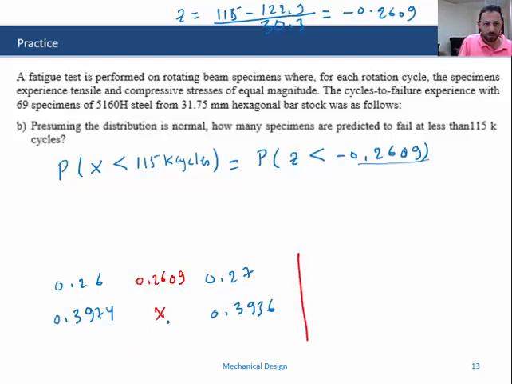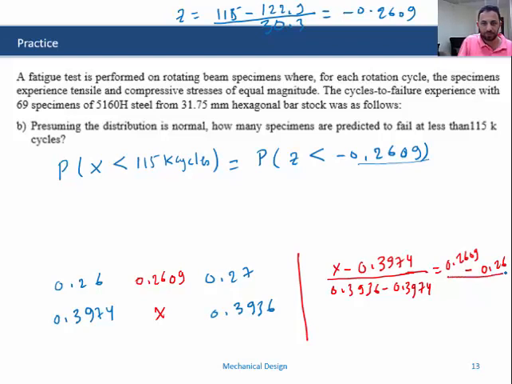Okay, now by interpolation we can say (x minus 0.3974) over (0.3936 minus 0.3974) equal to, the same way we subtracted the probabilities, we need to subtract the z-score, (0.2609 minus 0.26) over (0.27 minus 0.26). Okay, and you should be able to find x.